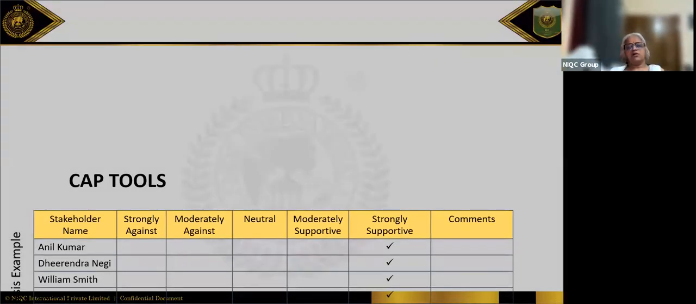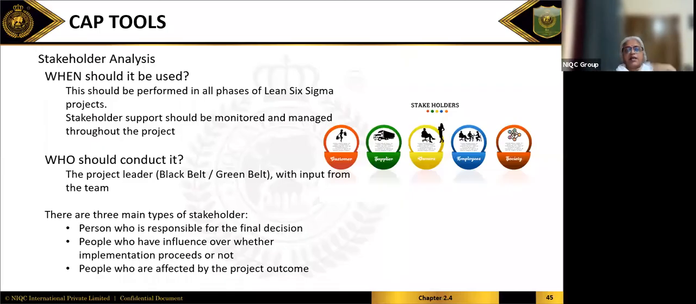Stakeholders. So who will conduct it? Stakeholder analysis, either the black belt or the green belt, and you will take inputs from your team and update. So who all are your stakeholders? People who are responsible for the final decision. People who are deciding whether, okay, you have said you must do this bit, you must do automation. Here you said you must hire more people. Here you said you must hire only graduates.